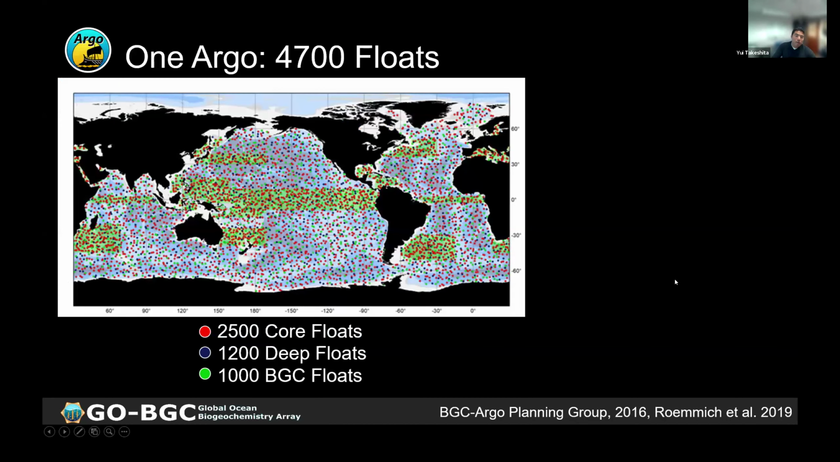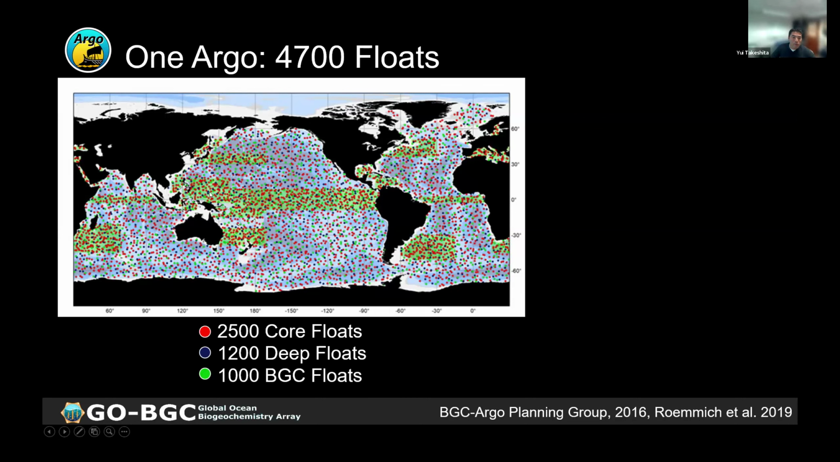So BGC Argo is a component of One Argo, which is the next phase of the highly successful Argo program. The planning document calls for a total of 4,700 floats. That consists of 2,500 core floats. So these are floats that go down to 2,000 meters, measure temperature, salinity, and pressure. 1,200 deep floats and 1,000 BGC floats. And the justification for the size of these arrays can be found in these references down here.